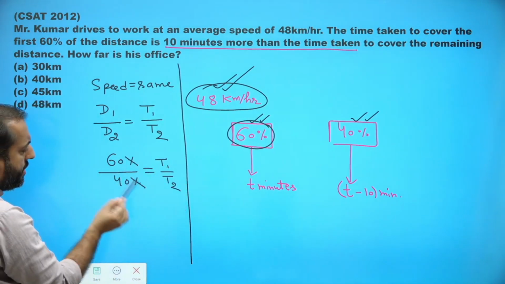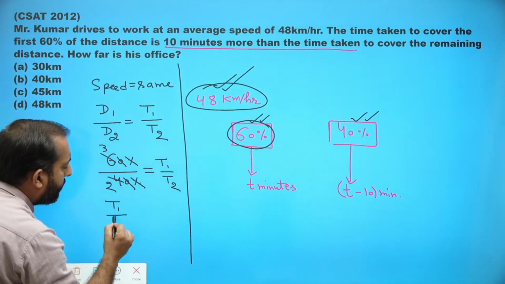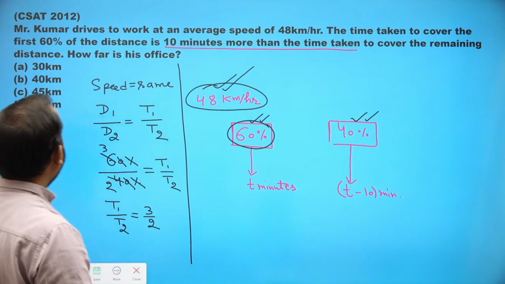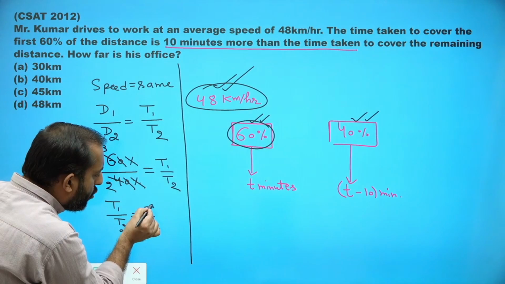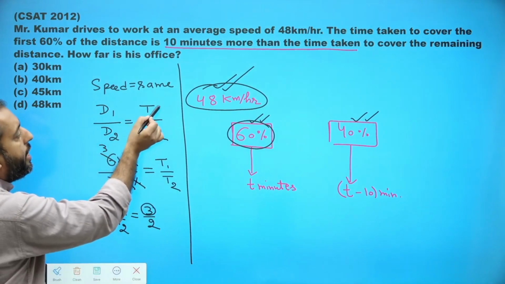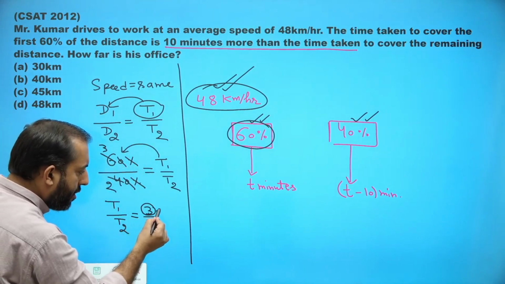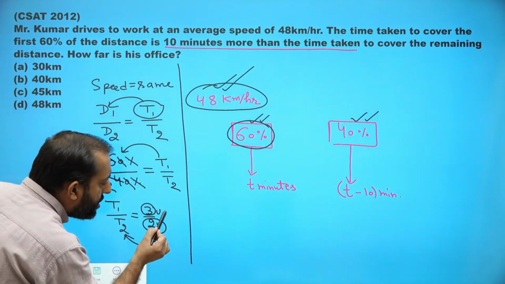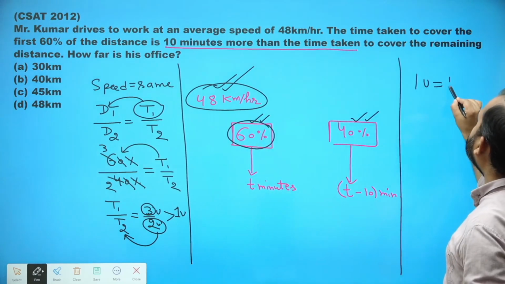So see, the zero, this percentage gone, 60 and 40, 2 3s are 6, 2 2s are 4. So the ratio of time taken becomes 3:2. Now try to understand. If you assume that the time taken to cover the first distance, that is 60% of the distance, was 3 units, and the time taken to cover the remaining distance was 2 units, then the difference between these two timings should be 1 unit. And as per the question, this 1 unit must correspond to 10 minutes.